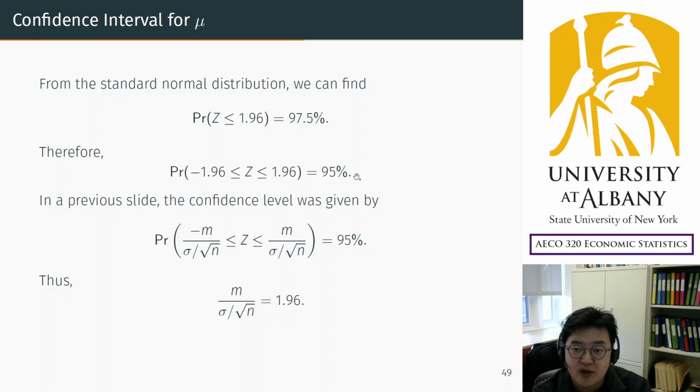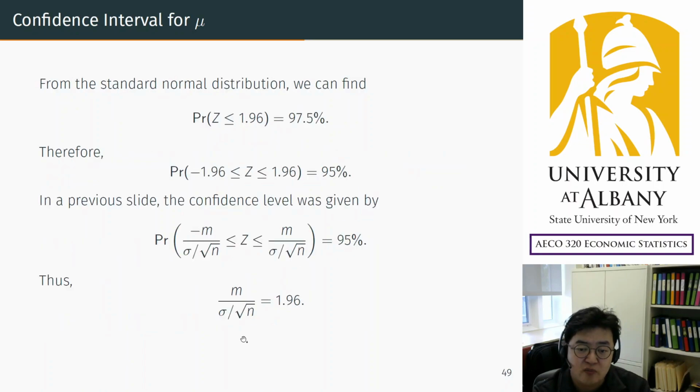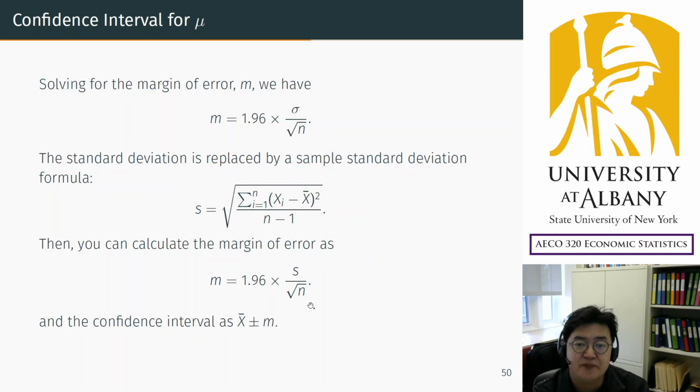Remember, why do we need this? Because we had this result after standardization, so this probability must be the same as this probability. So m over sigma over square root n equals 1.96. That is our result. Then you can solve for m: moving the denominator to the other side, m equals 1.96 times sigma over square root n.